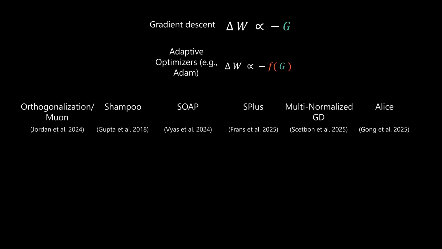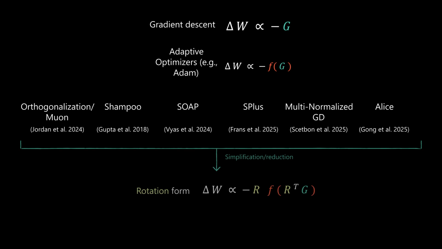And more recent matrix optimizers like orthogonalization, Shampoo, and SOAP, etc. are more complicated. However, despite very different motivations and derivations, they are fundamentally similar to Adam. After some simplifications, we can show that they run Adam-like optimization, but in a rotated coordinate system. Concretely, this happens by first rotating the gradient by R transpose, then applying the nonlinear map, F, in that rotated basis, and finally rotating back.